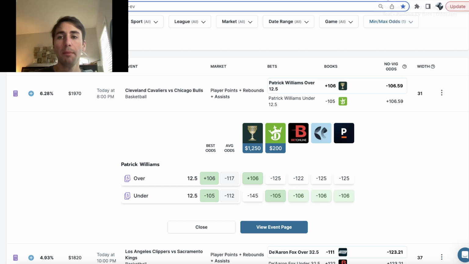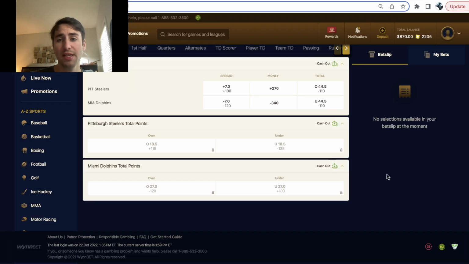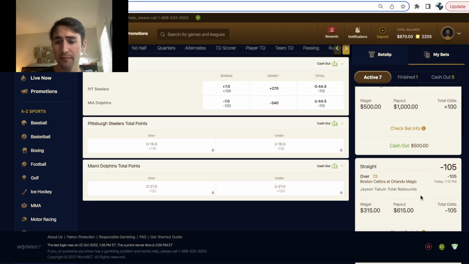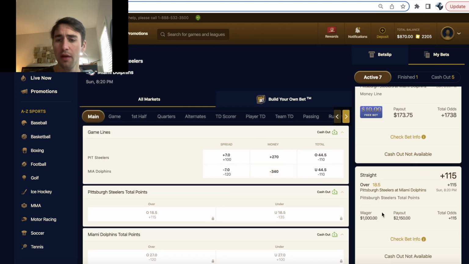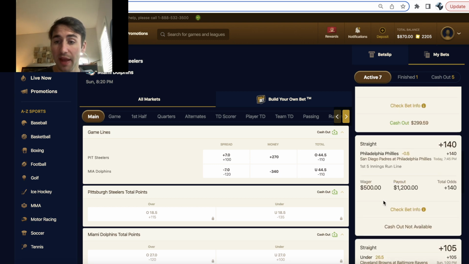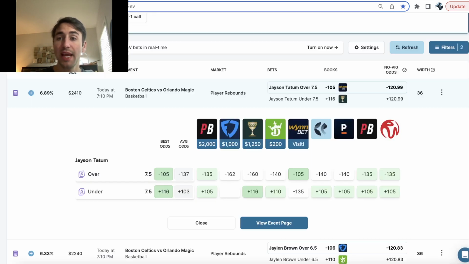Then I hit a couple more positive EV bets. Jayson Tatum over 7.5 rebounds. And then also the Steelers. So where is it? I hit this one. So we have over 18.5 team total for the Pittsburgh Steelers for $1,000. I bet that. And then I also bet over 7.5 rebounds for Jayson Tatum.